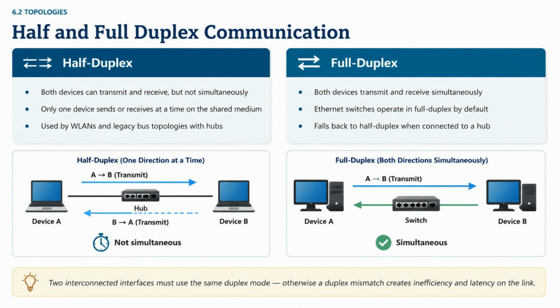Full duplex means both devices transmit and receive simultaneously, the default for Ethernet switches, falling back to half duplex only when connected to a hub. Critical point: both ends of a link must match duplex settings, where a duplex mismatch causes latency and inefficiency.